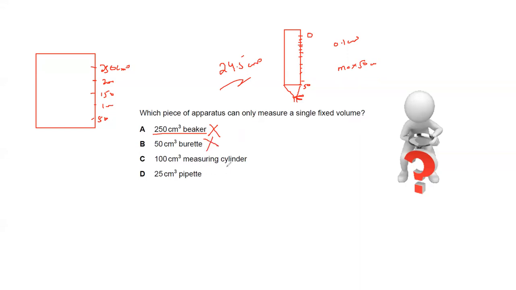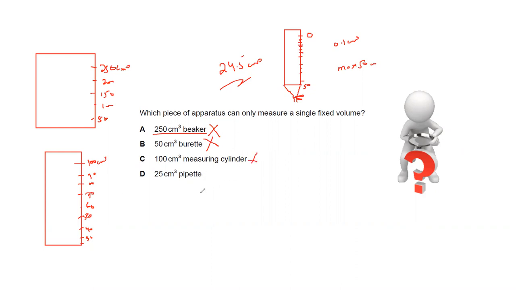A measuring cylinder, same thing. A 100 cm3 measuring cylinder means the maximum value which this can record is 100. But it's not like only one marking is there on the measuring cylinder. There are other markings as well, like 90, 80, 70, 60, 50, 40. So we can measure other volumes as well.